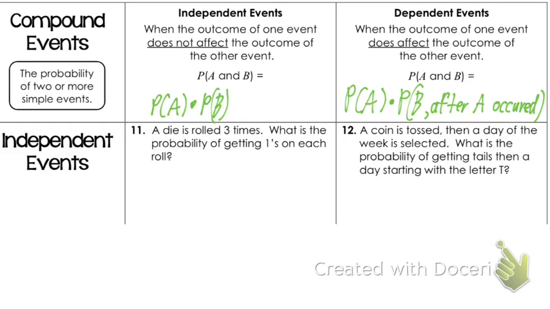Okay. So a die is rolled 3 times. Once again, we just talked about how the previous die's roll impacts the next die roll. No, it doesn't. So this is an independent event. It doesn't depend on the previous event. What's the probability of getting 1s on each roll?